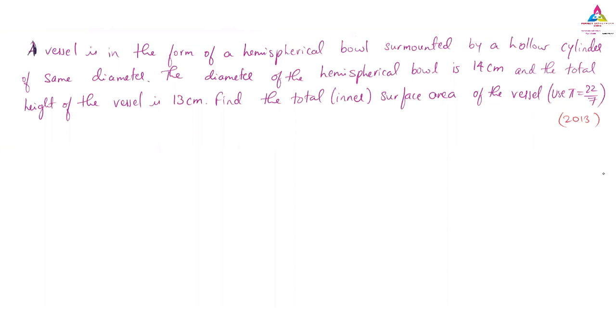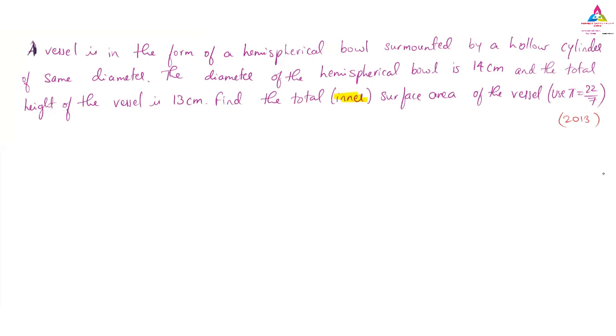See here, the question is, a vessel is in the form of a hemispherical bowl surmounted by a hollow cylinder of the same diameter. The diameter of the hemispherical bowl is 14 centimeter and the total height of the vessel is 13 centimeter. Find the total, that is inner, remember, inner surface area of the vessel. Use pi is equal to 22/7, and this was asked in the year 2013.